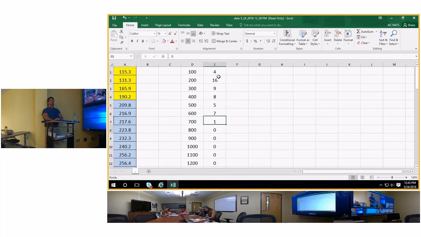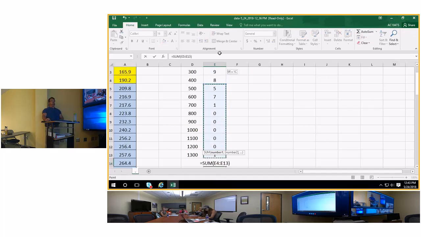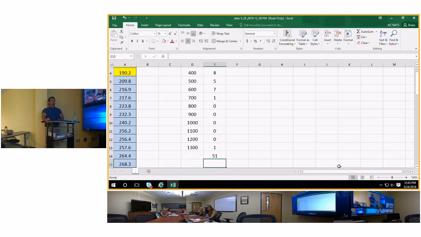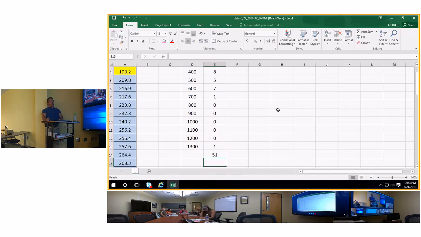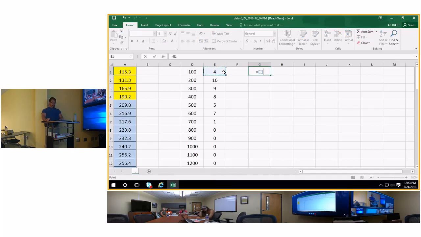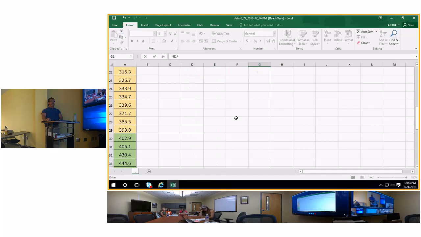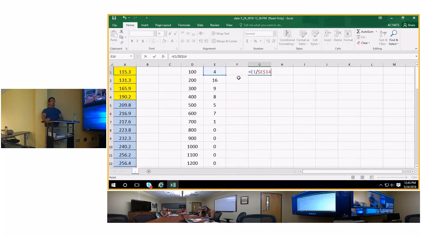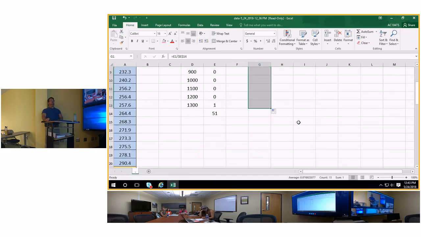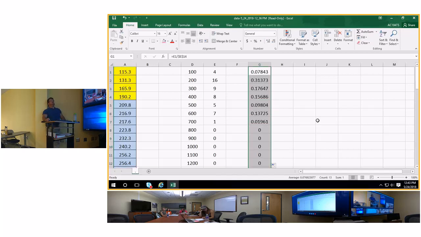Okay, now let's add them all up. Make sure we got 51 because that's going to be our end. There's 51. So, if I want my relative frequency, I'm going to take this number and divide by what? 51. I'm going to hit F4 to lock it because I'm going to copy it down. And here we go. And there's your relative frequencies. And that's how you do a relative frequency and a frequency distribution.